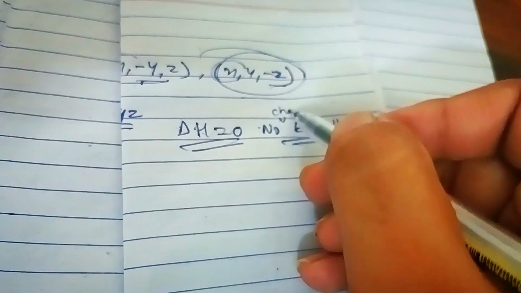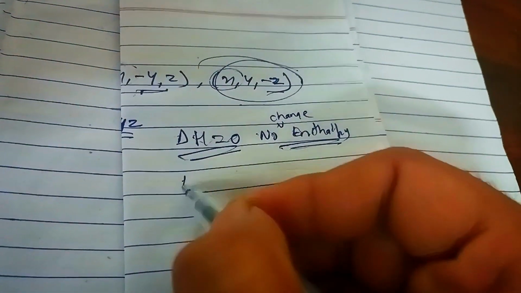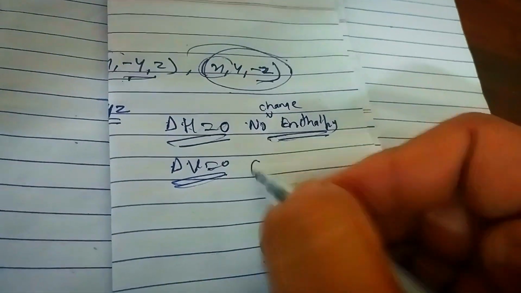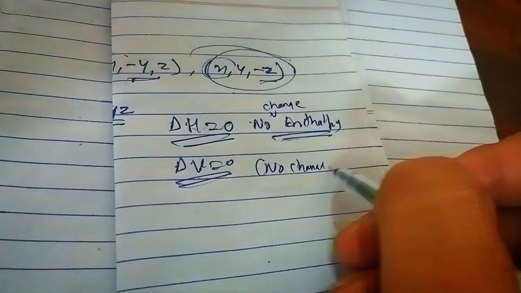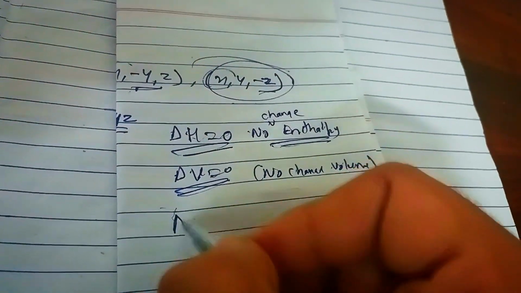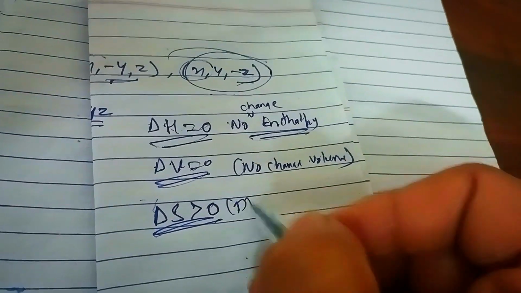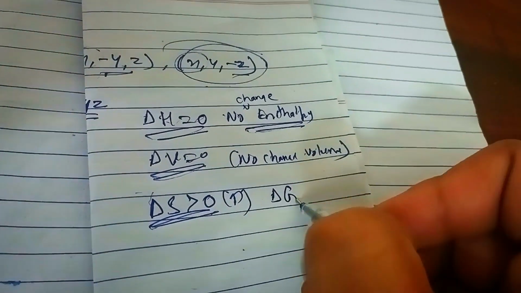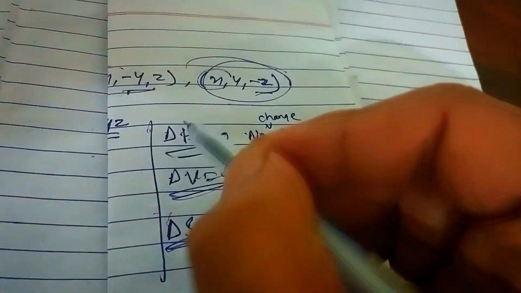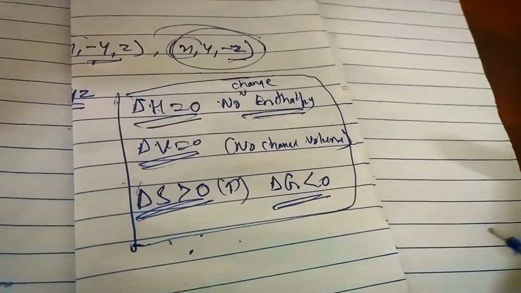No change in enthalpy. And also delta V, the total net volume: there is no change in volume, and there will be an increase in entropy. Entropy will be increased. Hence, if entropy is increased gradually, delta G will be decreased. So these are the conditions for spontaneous reactions as well as ideal solution reactions.